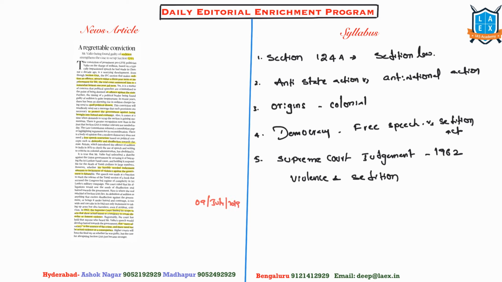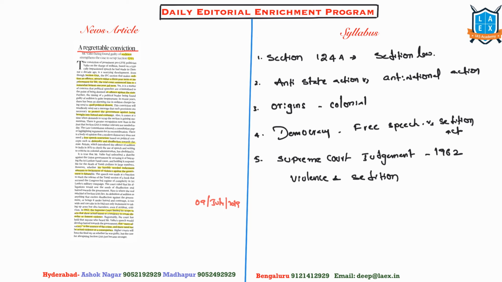The first article for discussion: a regrettable conviction. This article is about sedition law, which is part of the Indian Penal Code under Section 124A. Any act of sedition is punishable with a minimum of 3 years of imprisonment. The maximum can be life imprisonment. In this context, let us see the origins of this sedition law.